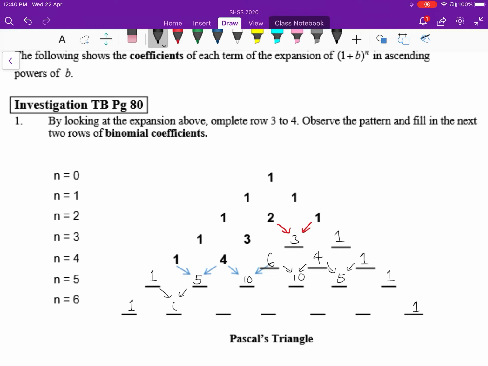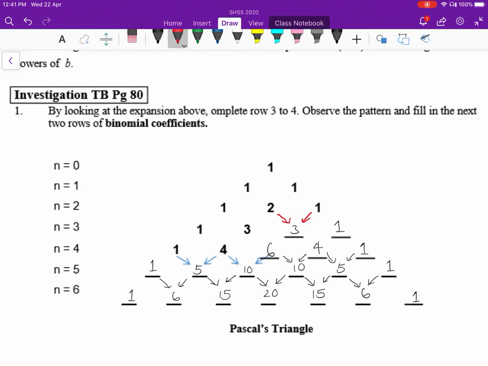1 plus 5 is 6. 5 plus 10 is 15. 10 plus 10 is 20. 10 plus 5 is 15. 5 plus 1 is 6. Alright? And if you were to take a look at here, what is all this? These are the powers. Okay? So basically just now what we did was power 3.